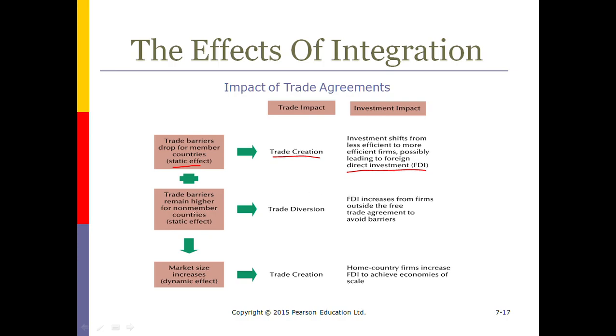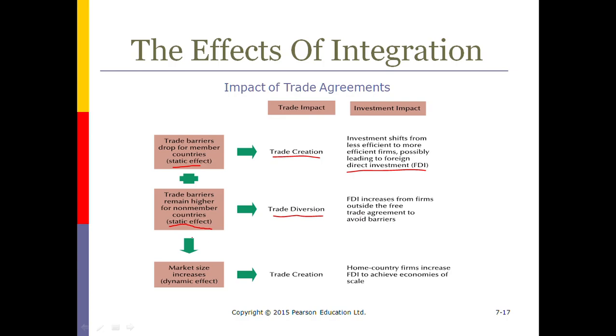Suppose the trade barriers remain higher for non-member countries. That means you keep the same context. The non-member countries have to pay a higher level of tariff. In that case, again, it is a static effect. However, in this case, you will notice that no new trade would be created. Rather, the existing trade would be diverted from the countries who have to pay higher tariff to the countries where you have to pay a lower tariff. So maybe FDI increases from the firms outside the free trade area to the ones coming within the agreement.